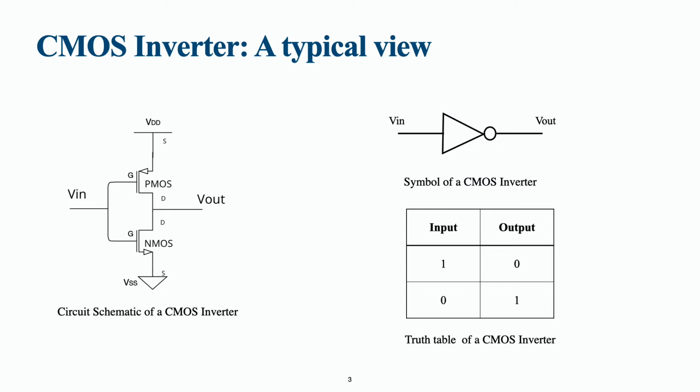The other symbol for a CMOS inverter is also shown here. On the left, this is a circuit schematic of a simple CMOS inverter. On the right top, it is called your CMOS inverter symbol. We'll have a triangle with a bubble. And you can look into the truth table of the CMOS inverter where we'll have input and the output as well. When your input is 1, output will be equal to 0. When your input is 0, output will be equal to 1.